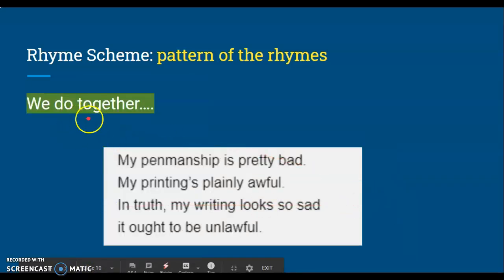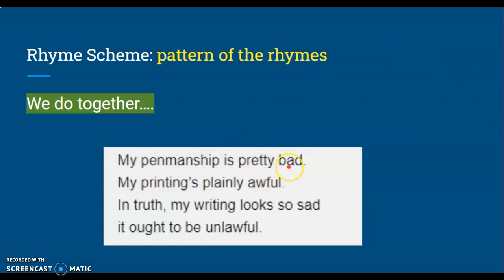All right, next one. We do together means we're going to talk through it together. Now, we can't really talk to each other, but we're going to type, okay? And I'm going to give you time after I read it to think. You're going to be typing your answers in the chat over here.